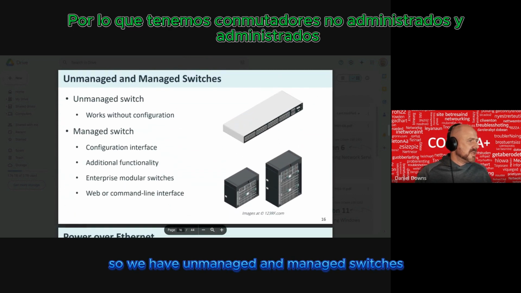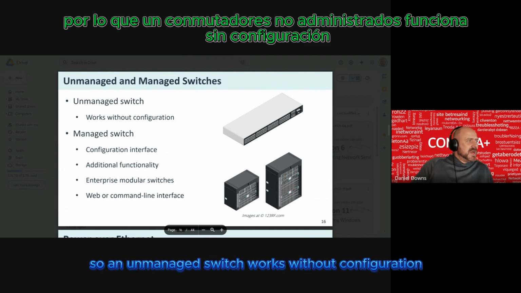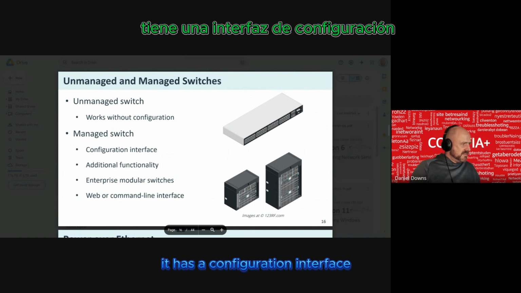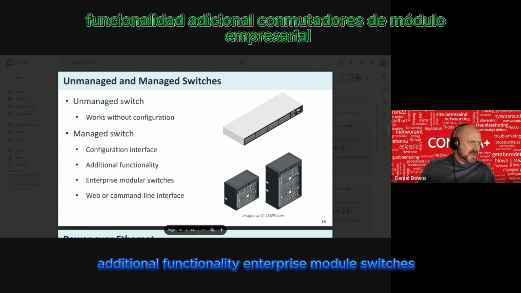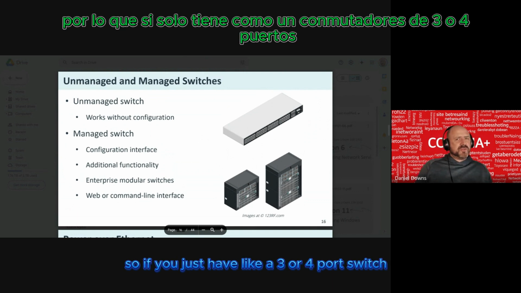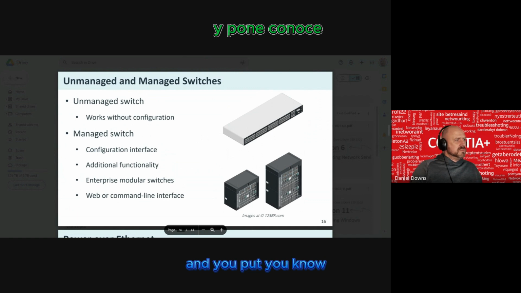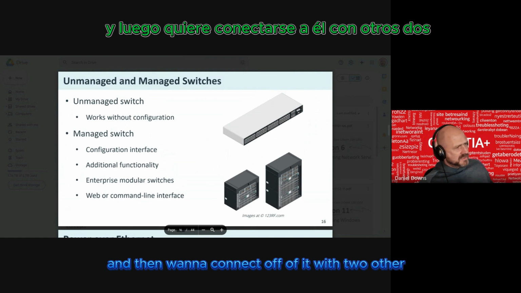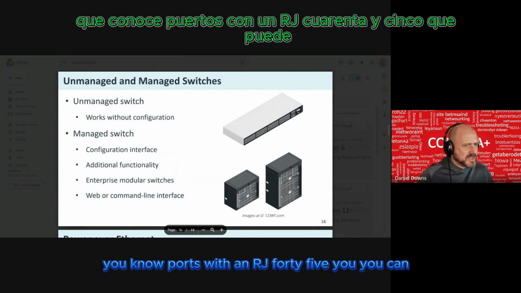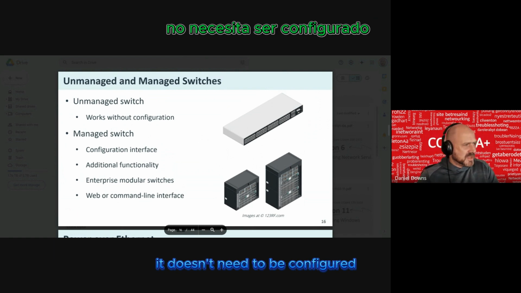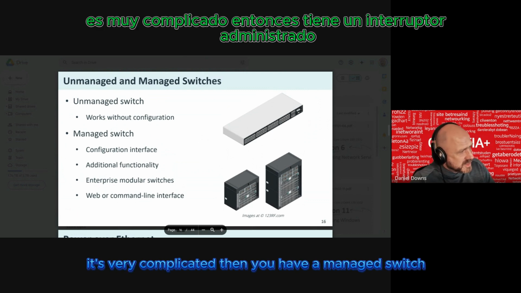So we have unmanaged and managed switches. An unmanaged switch works without configuration. A managed switch has a configuration interface, additional functionality, enterprise module switches, and a web or command line interface. If you just have a 3 or 4 port switch and you put the network into one end and then want to connect off of it with 2 other ports with an RJ45, you can, but it's an unmanaged switch. It doesn't need to be configured, but it's also not doing much that's very complicated.